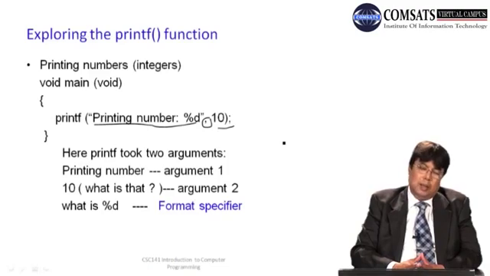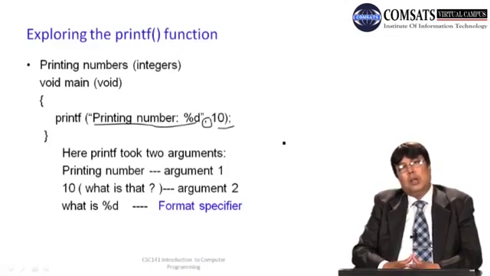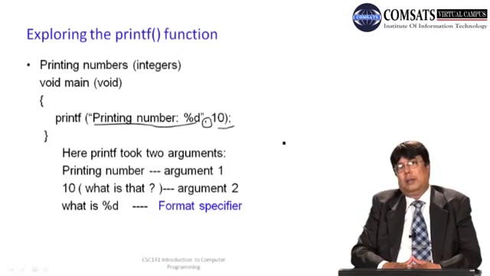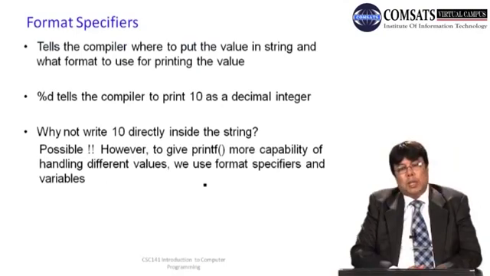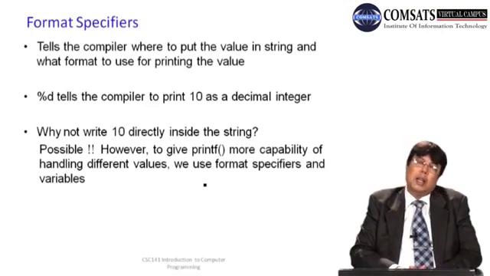What is this %d? Something very important. Argument 1 में we have used a special character %d, two characters rather, one is %, one is d. It has got a predefined meaning. What is that? It is called a format specifier. Let us see what is a format specifier. The format specifier tells the compiler where to put the value in the string and what format for printing that value.